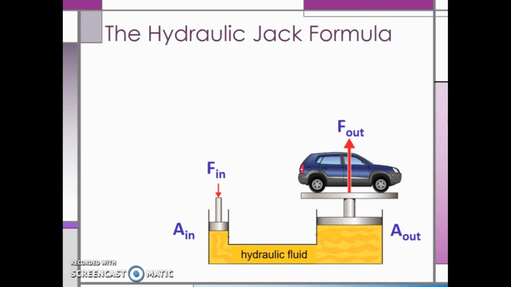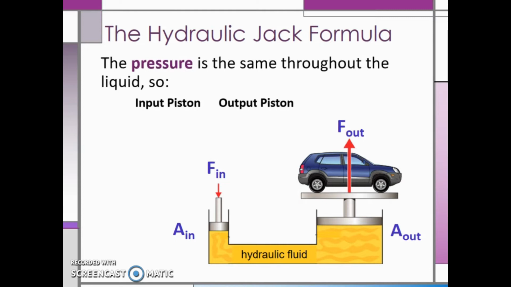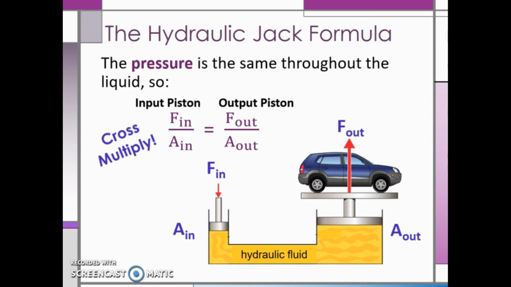The pressure has to be the same throughout the liquid, and if pressure equals force divided by area, then force in divided by area in equals force out divided by area out. If we have a proportion that we need to solve like this, we can cross multiply the two numbers we have on the diagonal and then divide by whatever number is left.